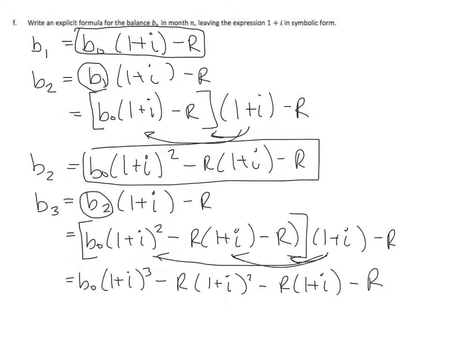Okay, do you see it? It's pretty cool. Change colors because I'm getting towards the bottom, which is hard to see. So B sub n is going to be B sub 0 (1 + i)^n minus r(1 + i)^(n-1) minus r(1 + i)^(n-2) minus dot, dot, dot, minus r. Cool? Cool.